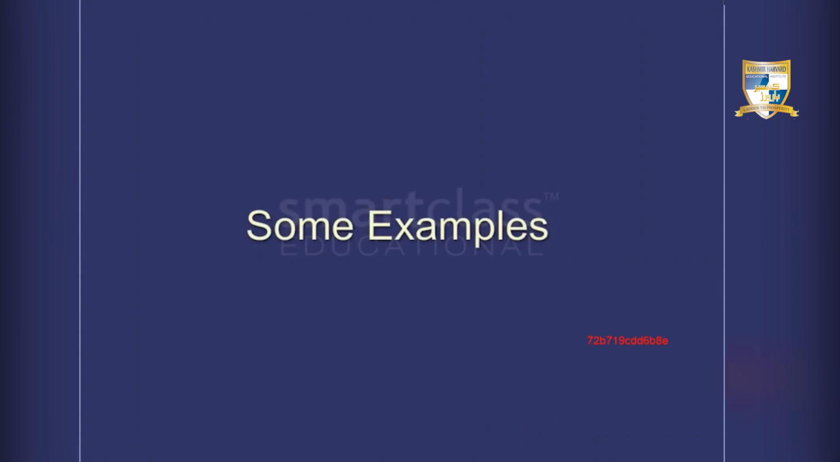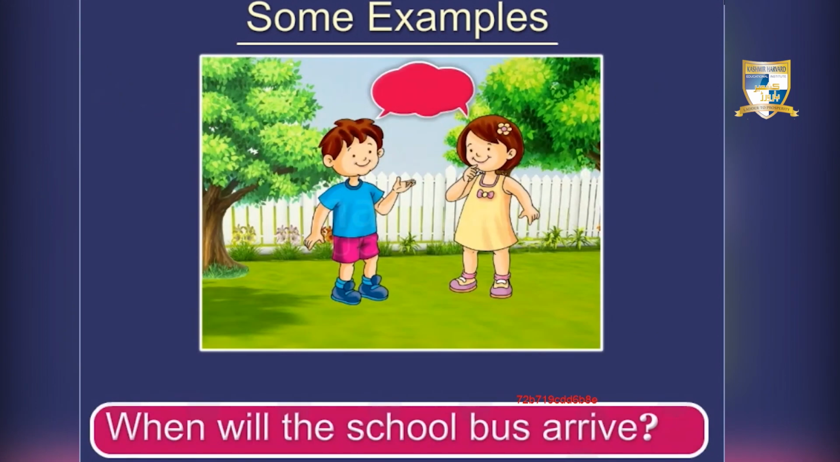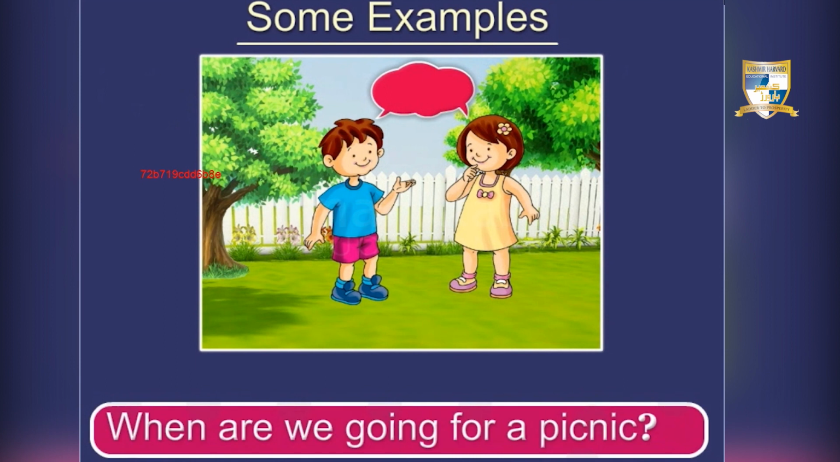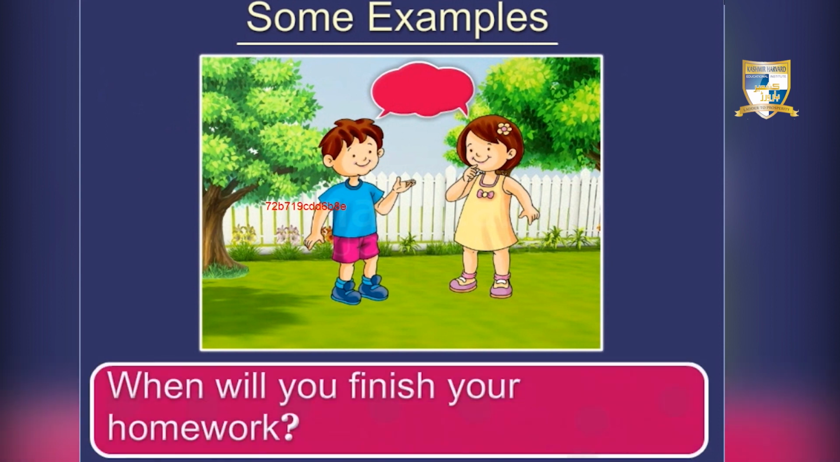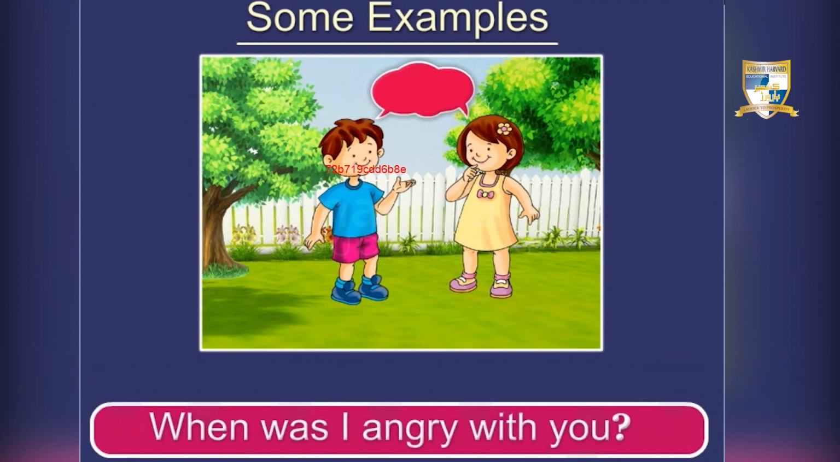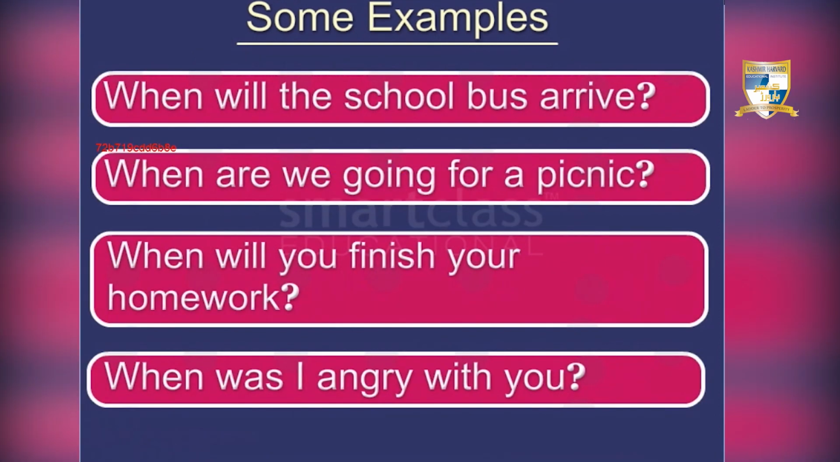Some examples. Look at some more questions beginning with when. When will the school bus arrive? When are we going for a picnic? When will you finish your homework? When was I angry with you? Children, note that they ask for specific information related to time, begin with when, and end with a question mark.